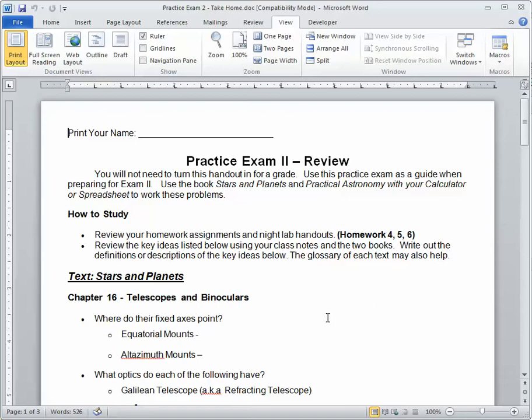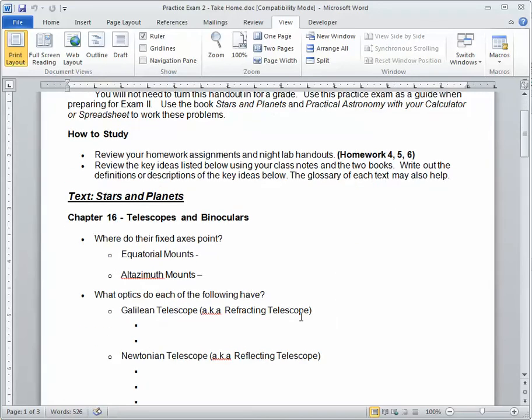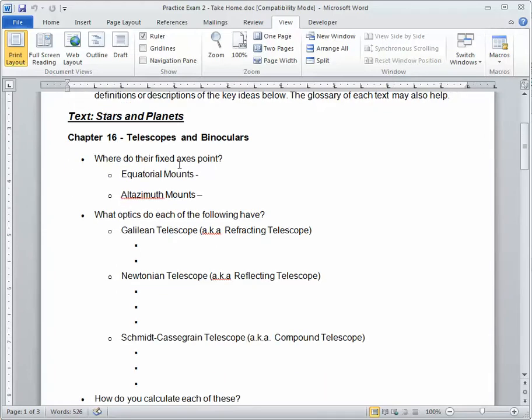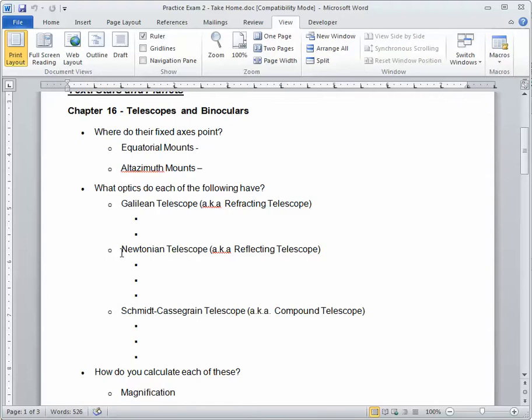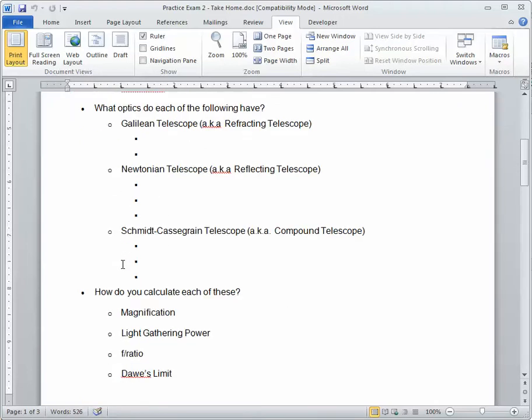Okay, everybody, this is a review for Exam 2 in Astronomy 305. We've already talked about this first page, so make sure you review the types of telescope mounts and where their fixed axes point, and also the various optical pieces for the Galilean, reflecting, and compound telescopes.